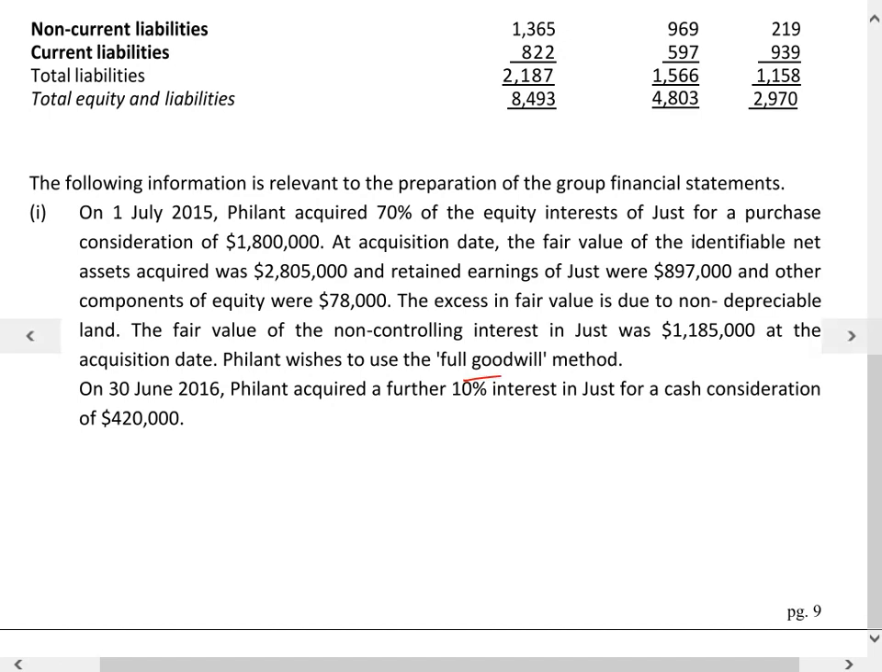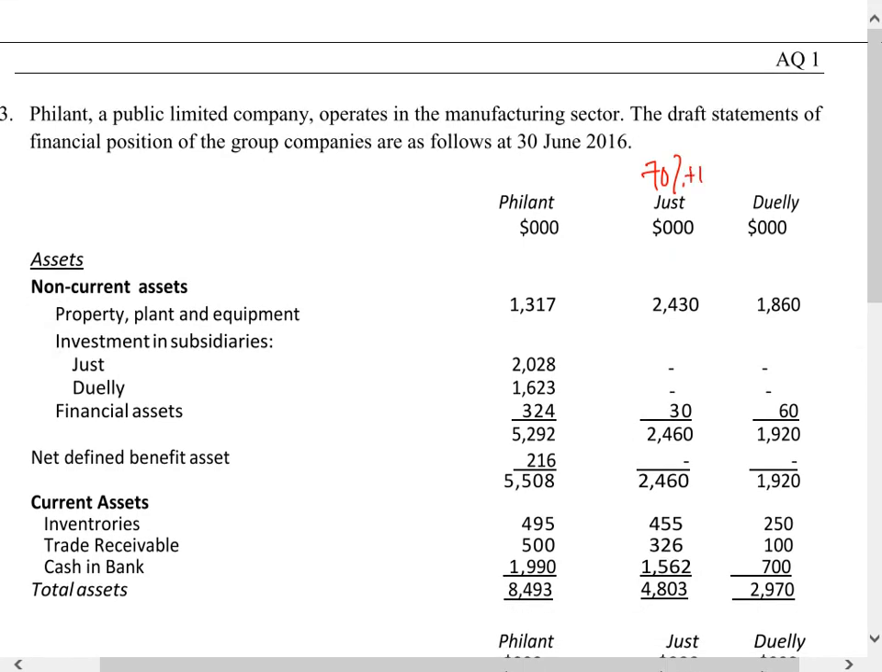On 30th June, Pilan acquired a further 10% in Just for cash consideration of 420. So it was 70, then plus 10 at the end of the year, 80. All we have to do is calculate the retained earnings and NCI until the year end. We just have to adjust for the 10%. Any gain or loss, we don't call it gain or loss, any differences will be adjusted to the balance sheet.